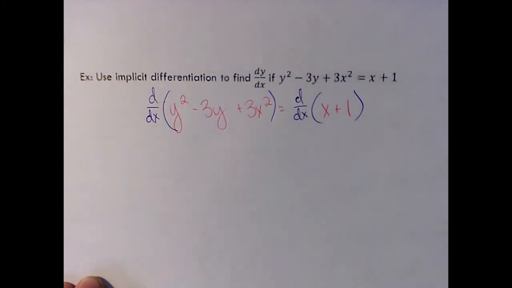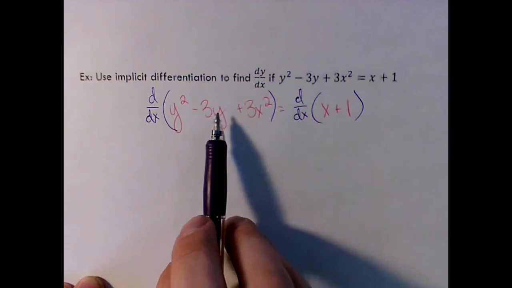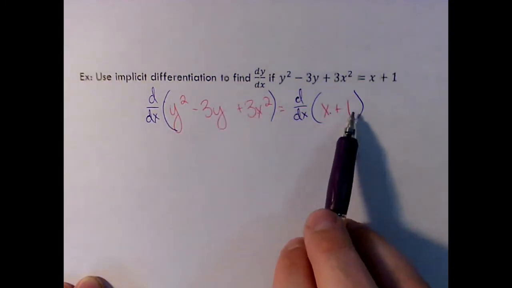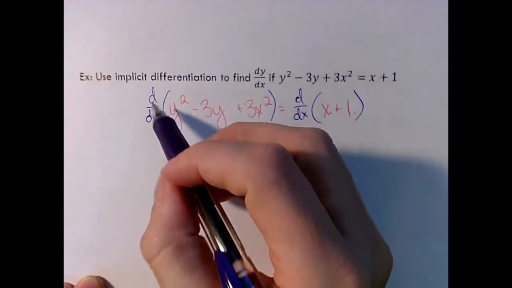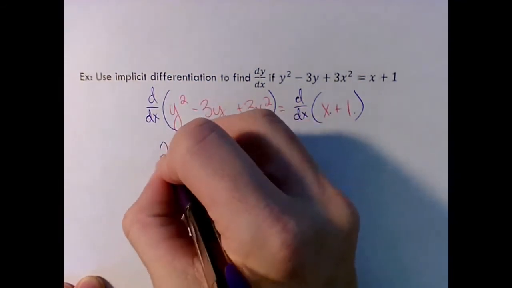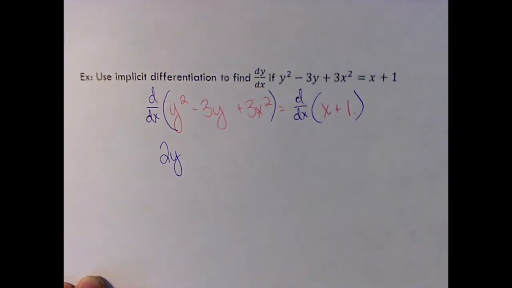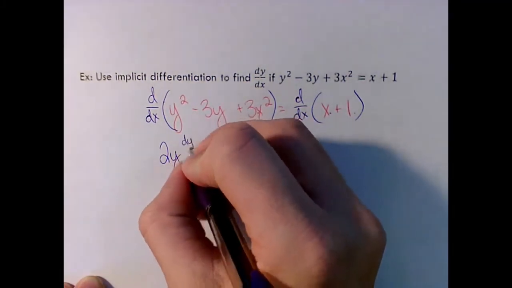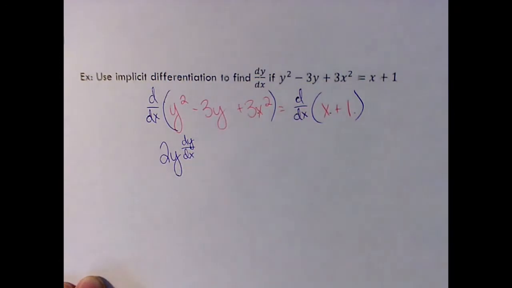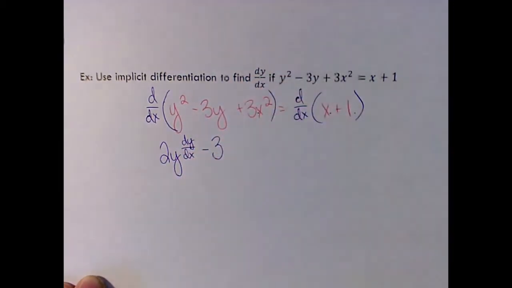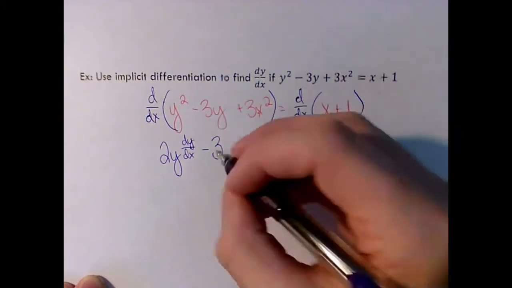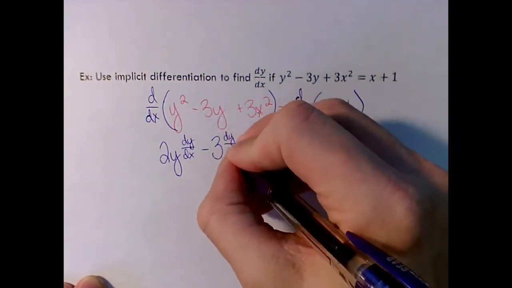Now you take turns taking the derivative of every term. Any term that has a y in it, you attach a dy/dx. So the derivative of y squared is 2y. Since you took the derivative of a y, you're going to attach dy/dx to it. Take the derivative of negative 3y. That's negative 3. Since you took the derivative of a y, you're going to attach a dy/dx to it.